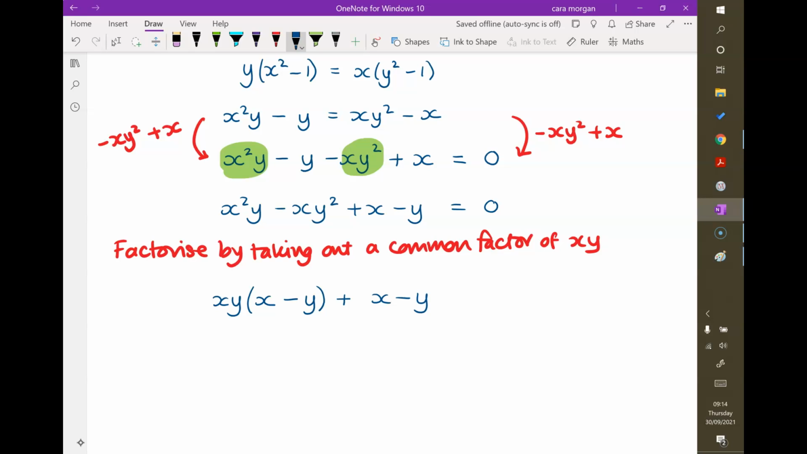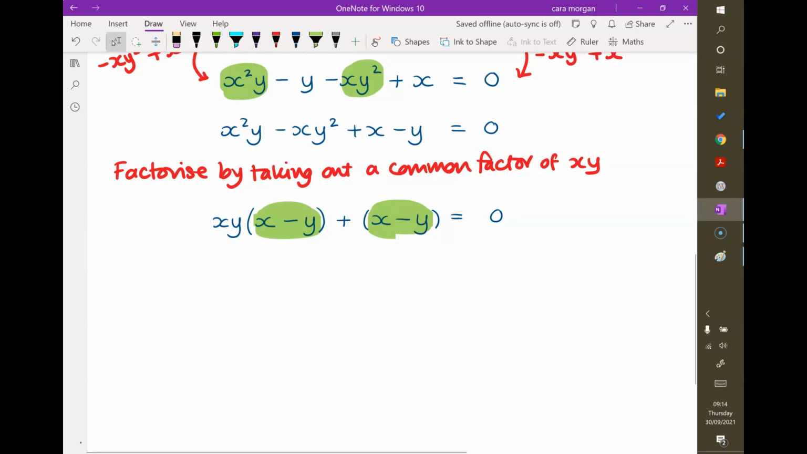Now that's kind of interesting, because if I popped brackets around the x minus y at the end, I now have two other terms that both have an x minus y in common. In further maths, at AS level at least, factoring out expressions is a very nice little technique that we use a lot of the time, sometimes proof by induction. That's always a really nice reason to use this.